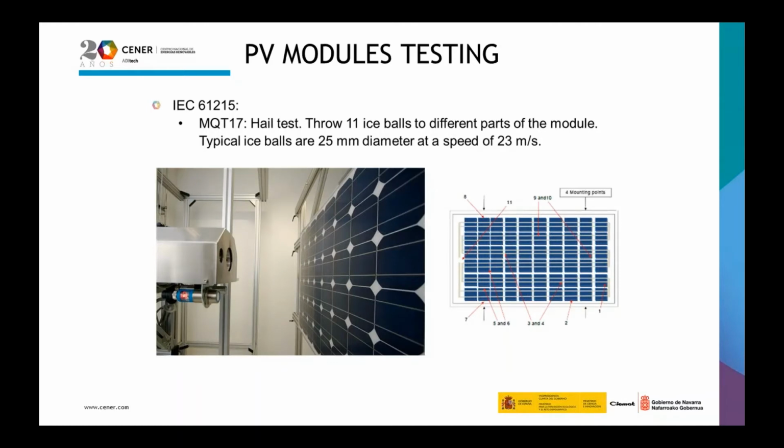This is a picture of the hail test to verify that the module is capable of withstanding the impact of hail. 11 ice balls are launched against the module at different parts, and typically the ice balls are of 25 millimeters of diameter and at the speed of 23 meters per second.